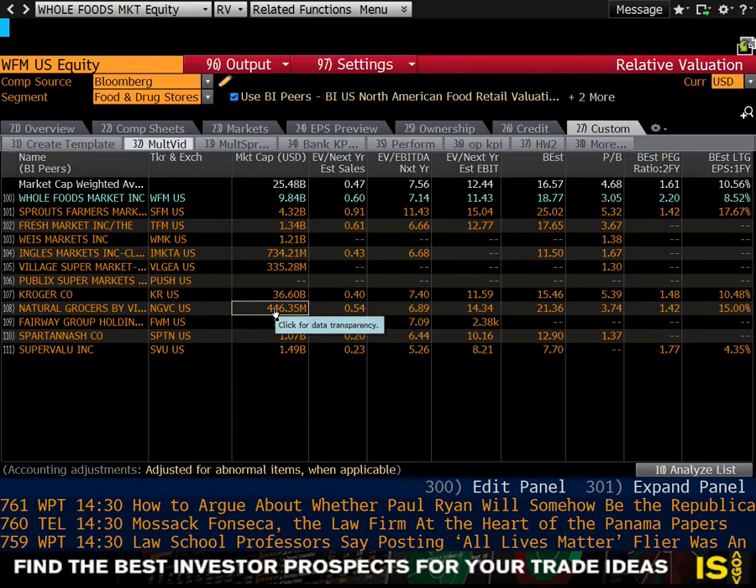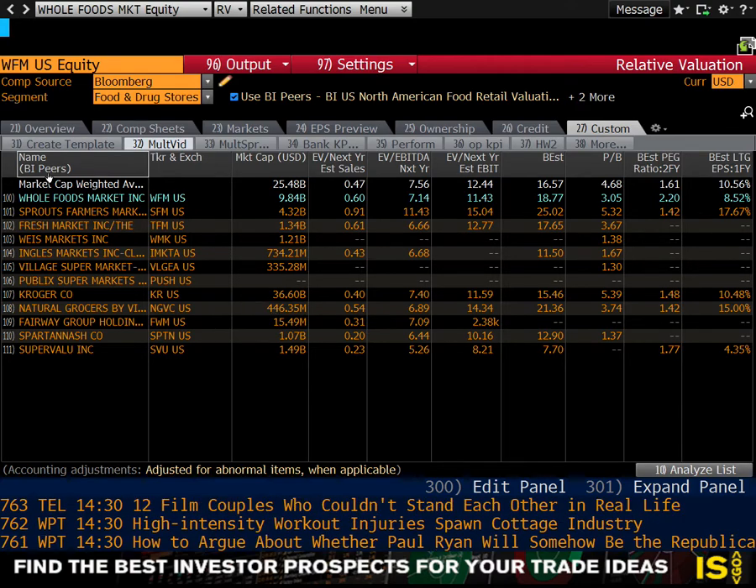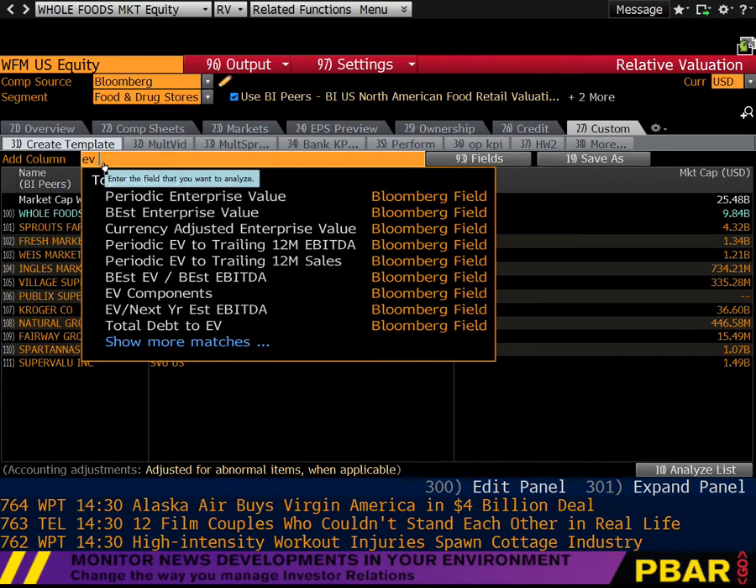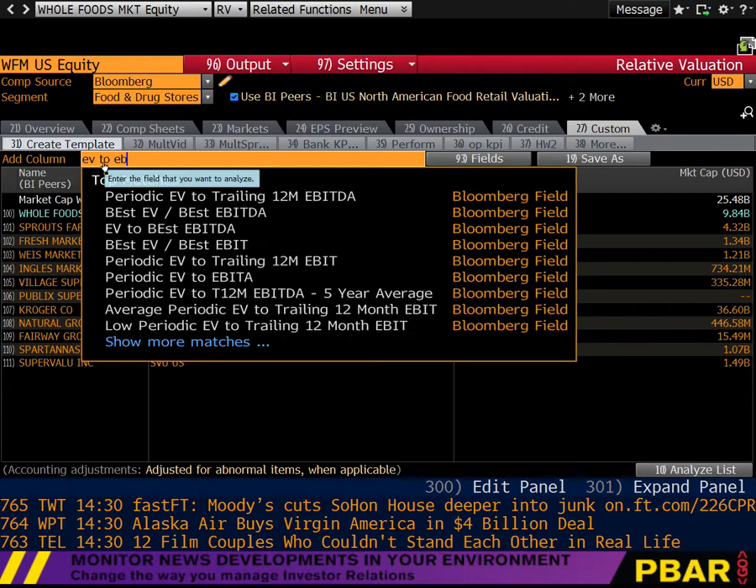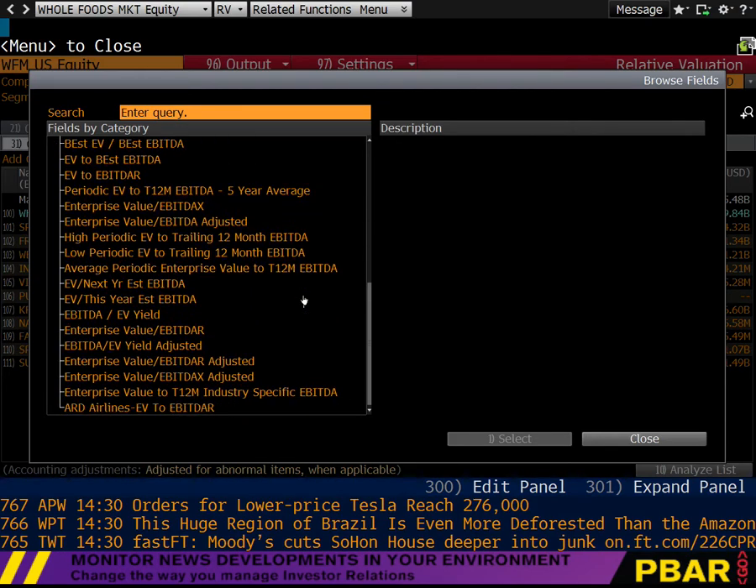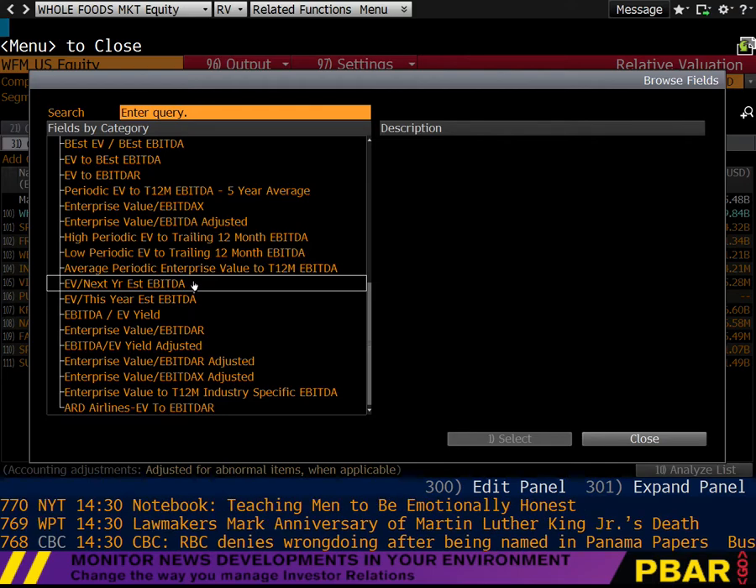Yes? How do you find the EV dot? Just again, when you create a template, just EV space TO space EBITDA, and then you got to show more matches and scroll down just because there's a lot of EBITDAs in here. And then here it is, EV to next year's estimated EBITDA.